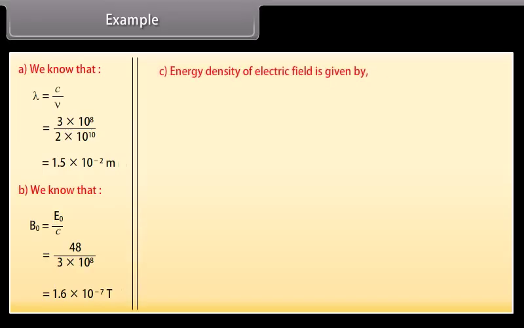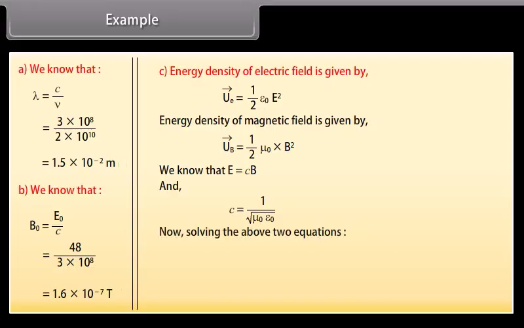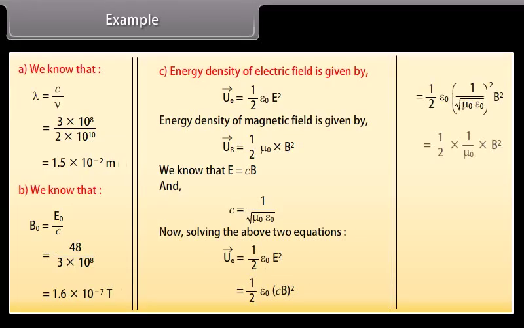Energy density of the electric field is given by half epsilon naught E squared. Energy density of the magnetic field is given by half mu naught B squared. We know that E is equal to cB and c is equal to 1 upon root of mu naught epsilon naught. On solving the above two equations, we get that the average energy density of the electric field equals the average energy density of the magnetic field.